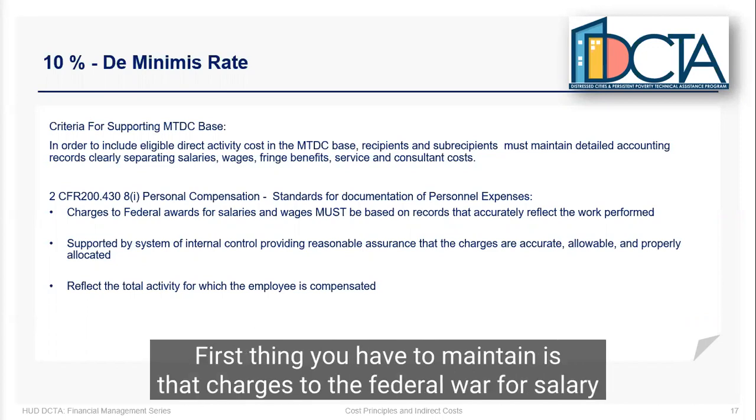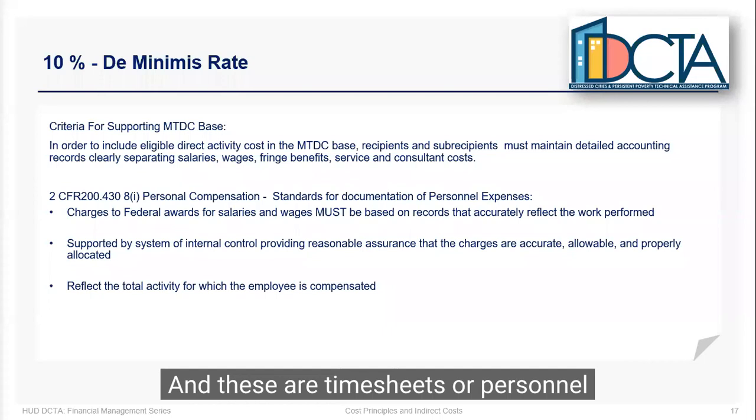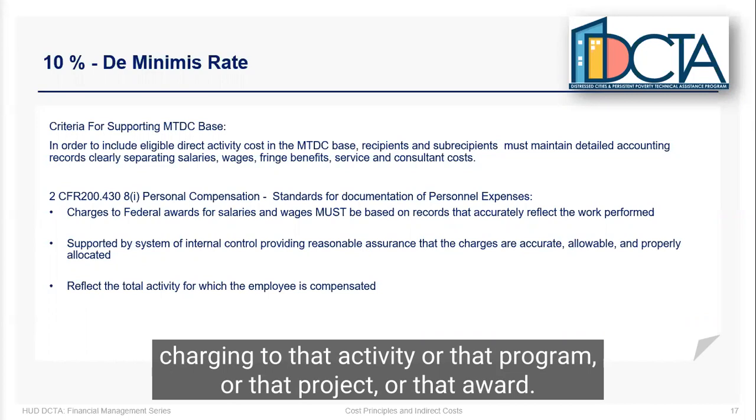The first thing you have to maintain is that charges to the federal award for salary and wages must be based on records that actually reflect actual work performed. These are timesheets or personnel activity reports based off of actual work performed by the individual charging to that activity, program, project, or award.